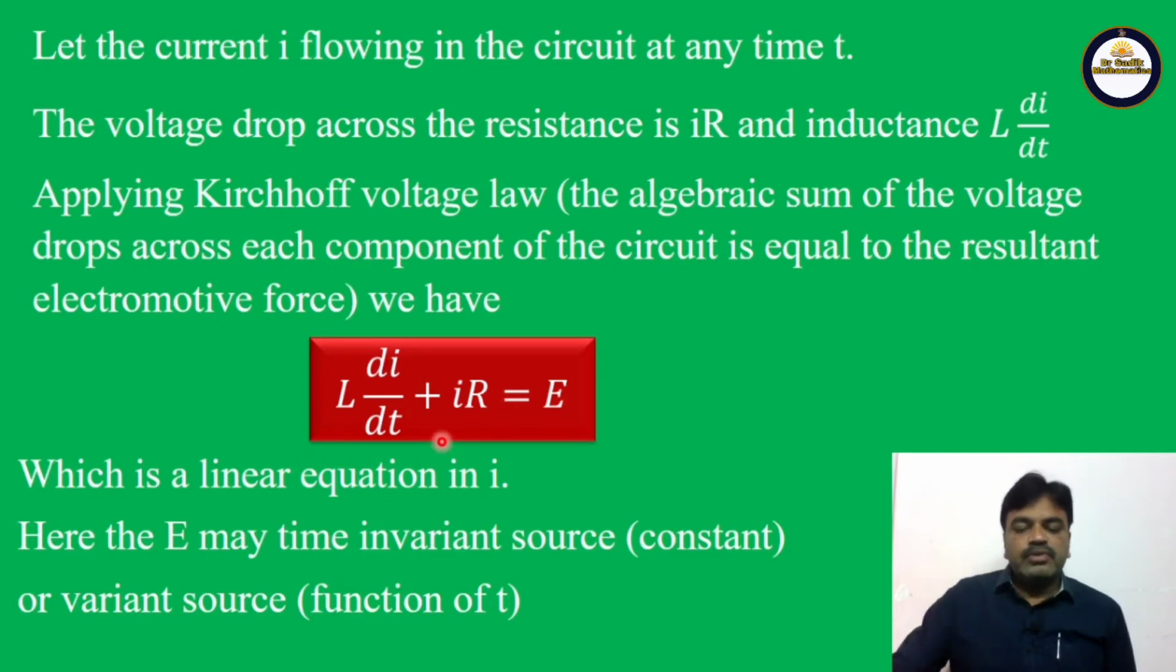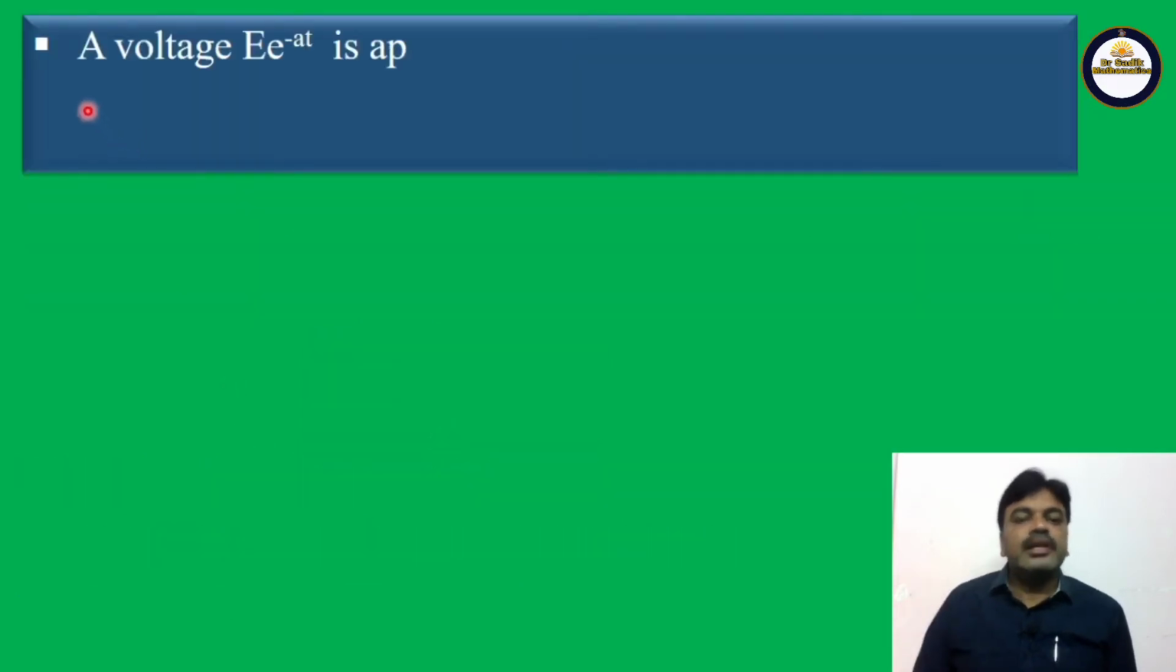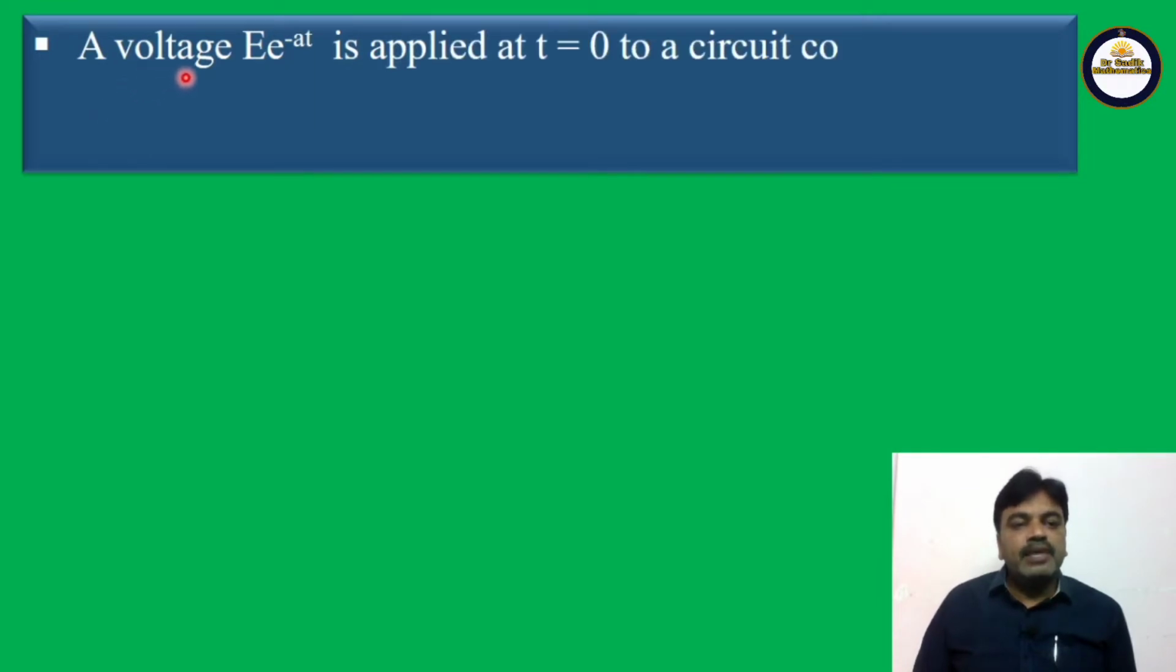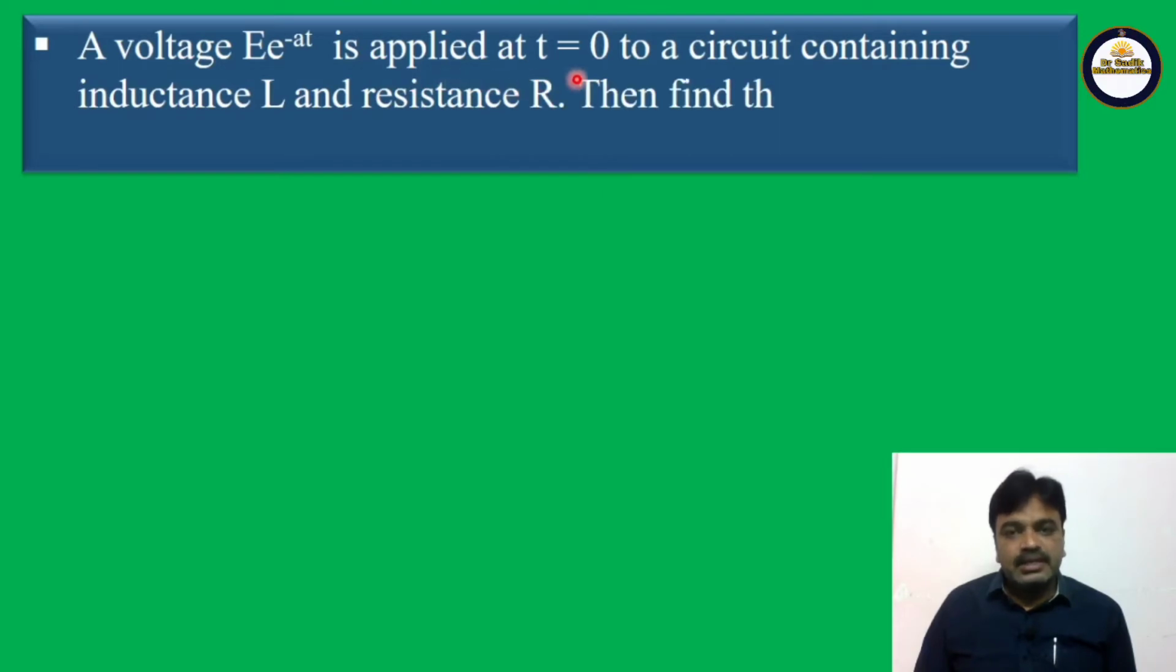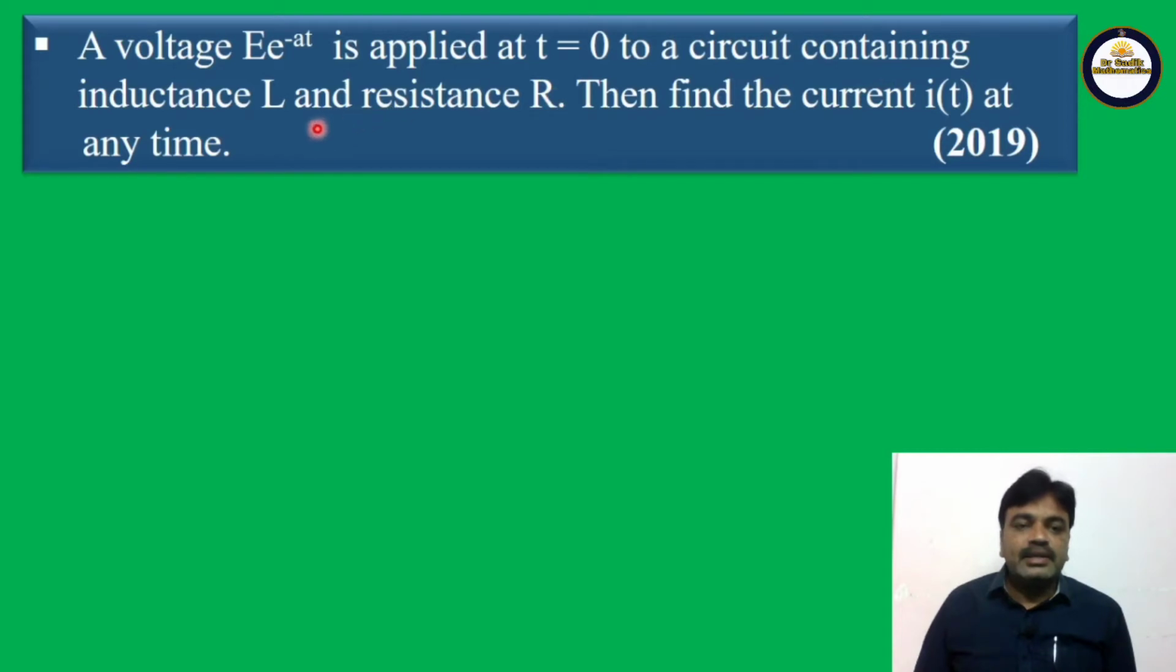Okay, now let us see one problem on an electrical circuit. A voltage capital E power minus at is applied at t equal to 0 to a circuit containing inductance L and a resistance capital R. Which type of circuit, friends? Here this is an LR circuit. We have L and R here. Then he says, find the current I at any time. We are finding the current I here.